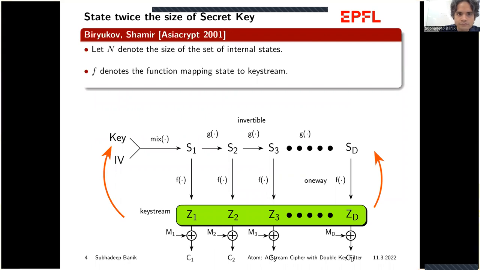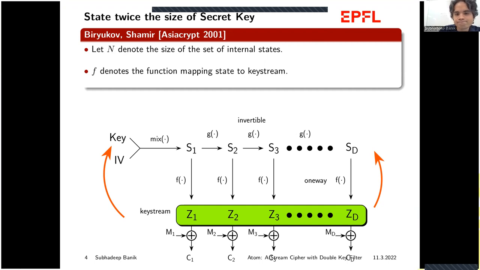Now, let us try and understand why it was considered a rule of thumb that for a stream cipher to be secure, its internal state had to be 1.5 to 2 times the size of the secret key.